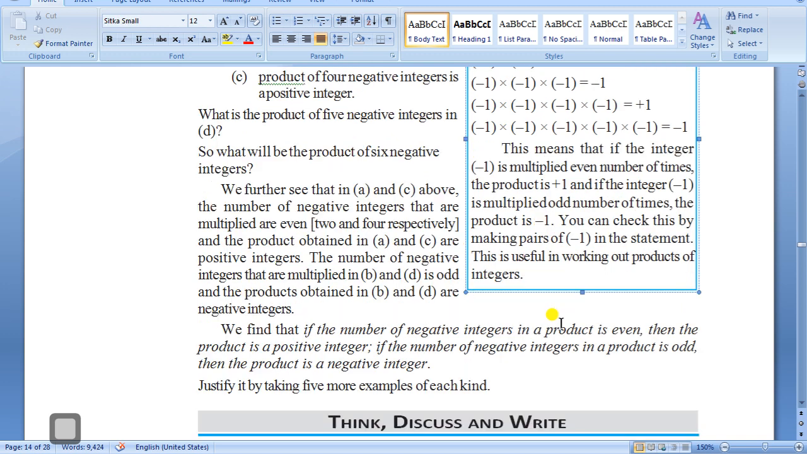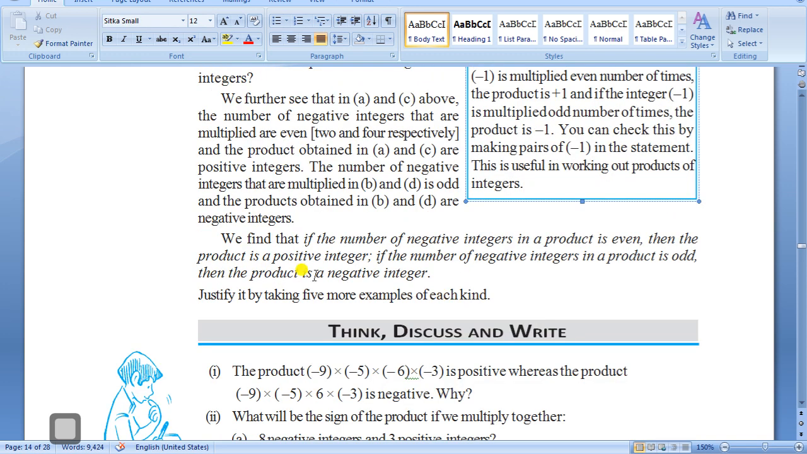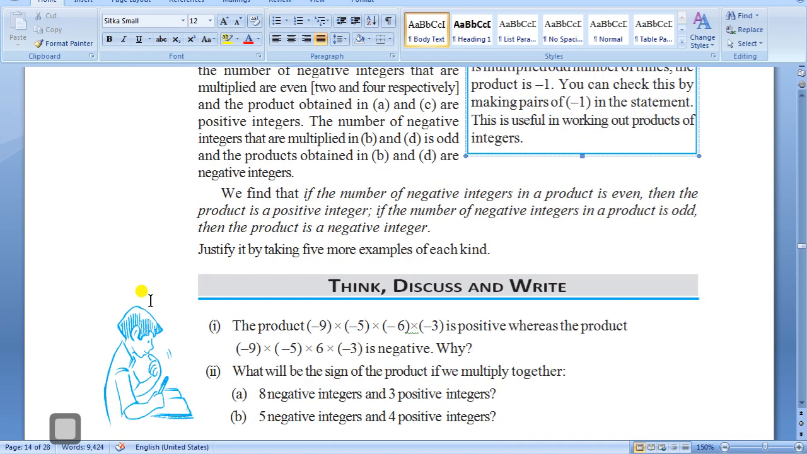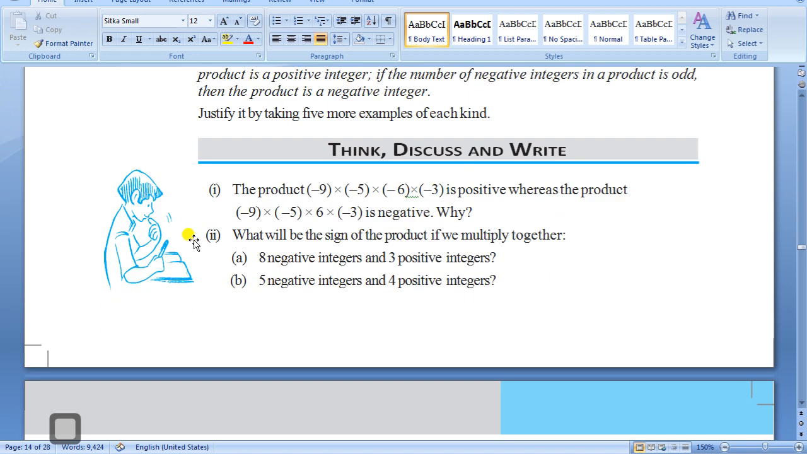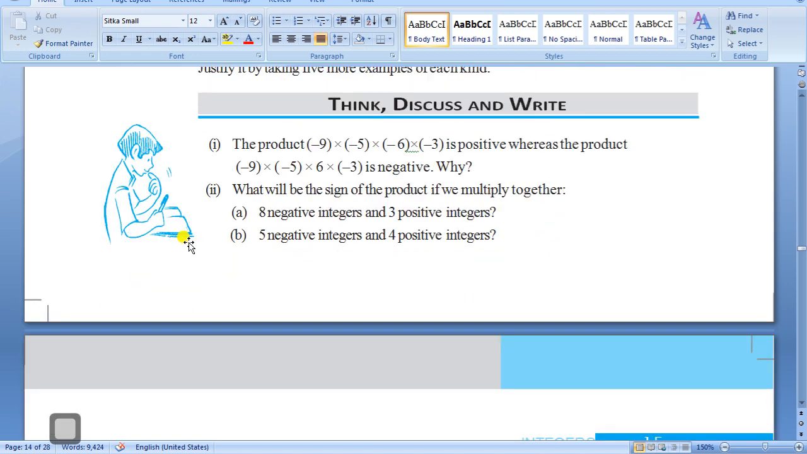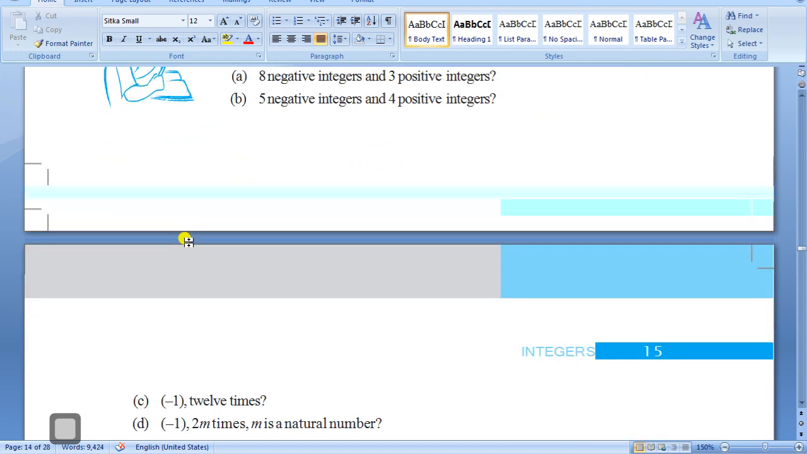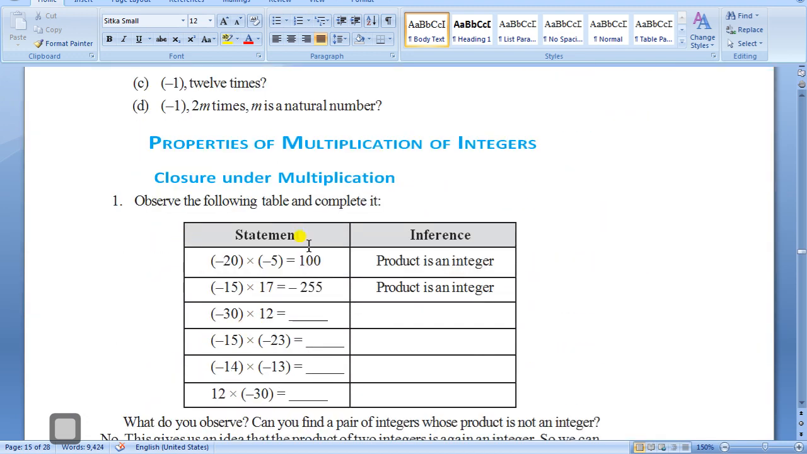You can check this by making pairs. Making pairs of minus 1 in the statement is useful in working out the products of integers. What do you find? We find that if the number of negative integers in a product is even, then the product is a positive integer. If the number of negative integers in a product is odd, then the product is a negative integer, right? Justify it by taking more examples of each kind. Think, discuss, and write.